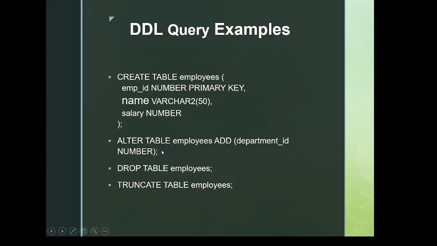Similarly, the second DDL example here is going to add a new column, that is department ID of type number, to the table. Then we have another DDL command, that is drop table employees, which is going to delete the entire table. And then we have the truncate table employees, which is going to remove all records quickly while retaining the table structure. So these are the examples of the DDL statements.